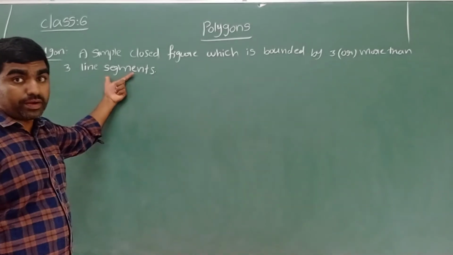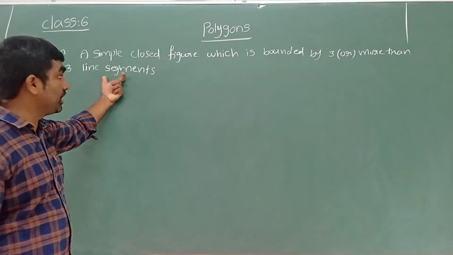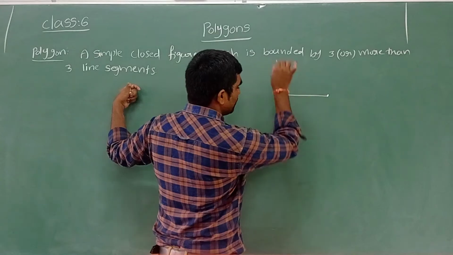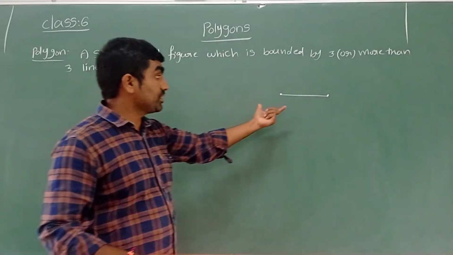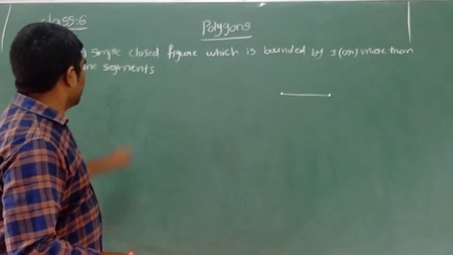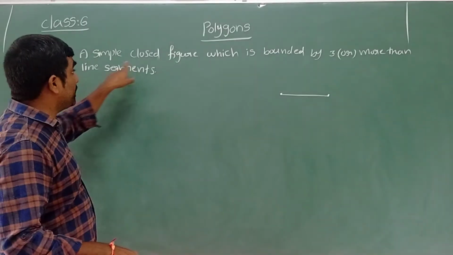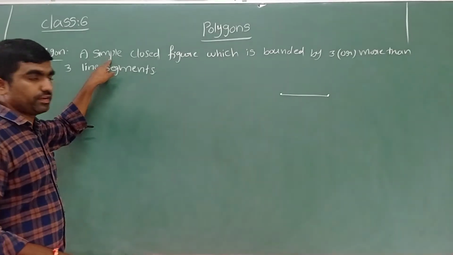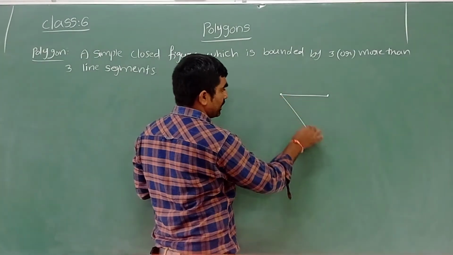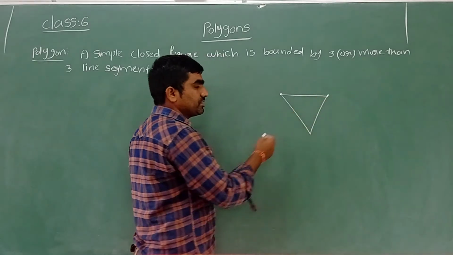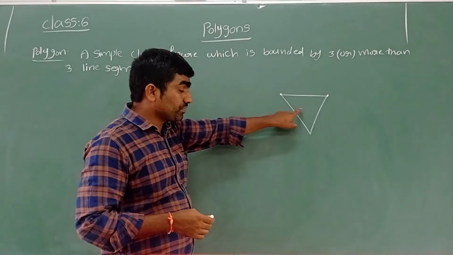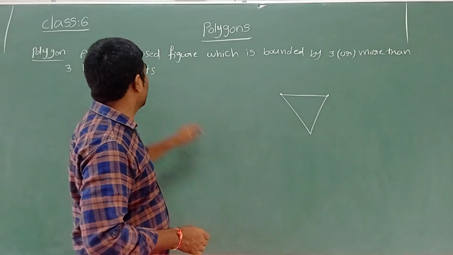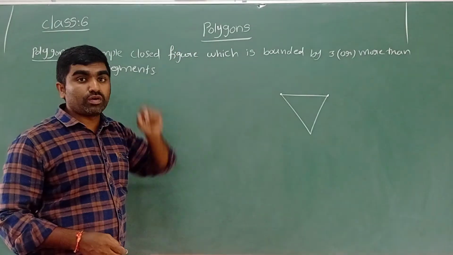As we all know, a line segment has two endpoints and a fixed length. Let me take one line segment. It has two endpoints. The shortest distance between two points is called a line segment. With the help of line segments, we need to form a closed figure, and that closed figure must be simple. Let me take one line segment here, another line segment. I can see here three line segments. It is a closed figure and also simple. So a simple closed figure is called a polygon.